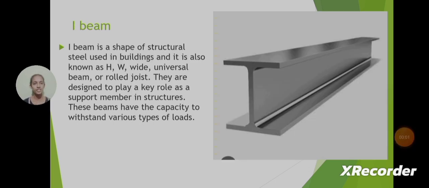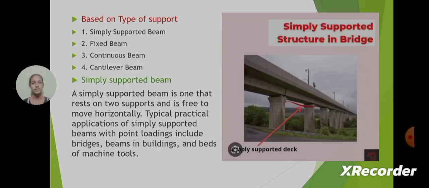I-beam. An I-beam is a shape of structural steel used in buildings and it is also known as a wide universal beam or rolled joist. They are designed to play a key role as a supporting member in structures. These beams have a capacity to withstand various types of loads based on the type of support: simply supported beam, fixed beam, continuous beam, cantilever beam.